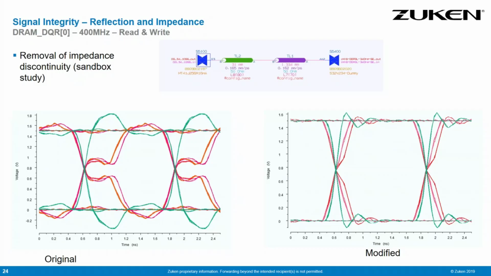This is impacting the eye diagram as well. So on the left-hand side, we have the signal with the reflection. On the right-hand side, we have the cleaner signal. And obviously, it impacts the eye opening and the eye width.